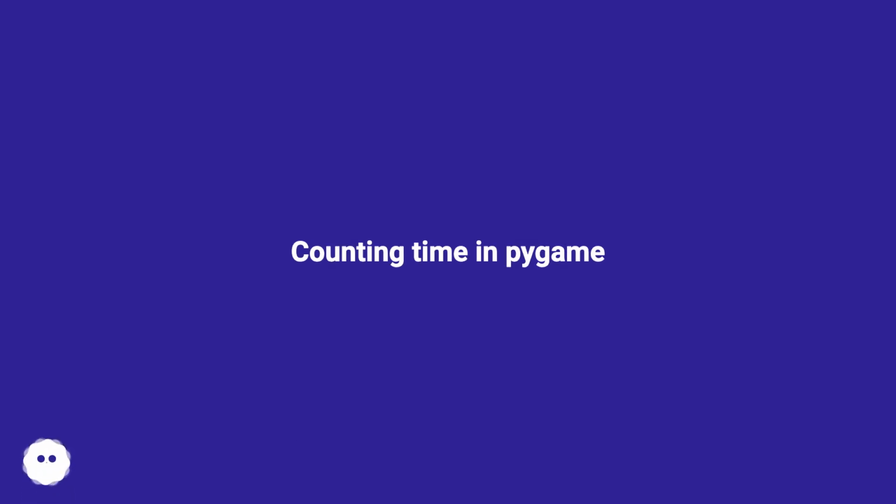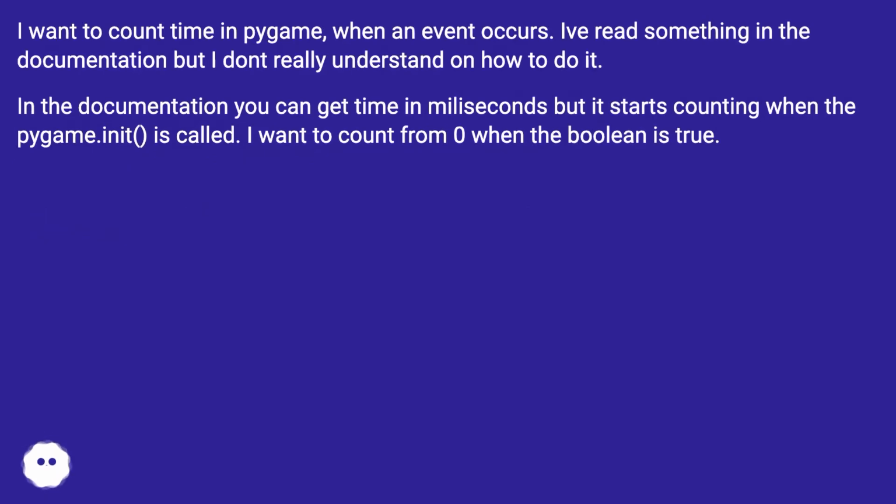Counting time in Pygame. I want to count time in Pygame when an event occurs. I read something in the documentation, but I don't really understand how to do it. In the documentation you can get time in milliseconds, but it starts counting when pygame.init is called. I want to count from 0 when the boolean is true.